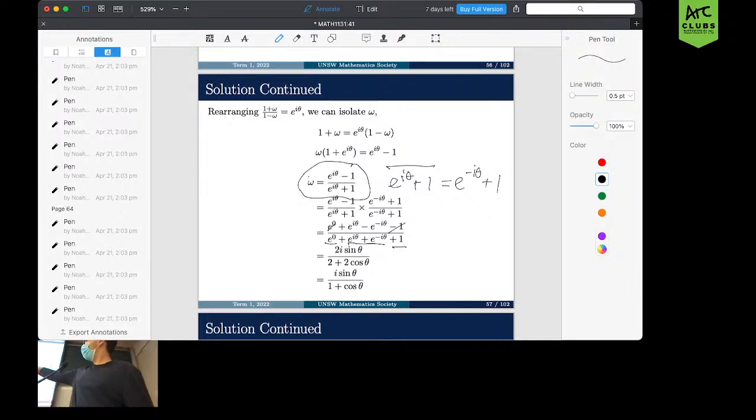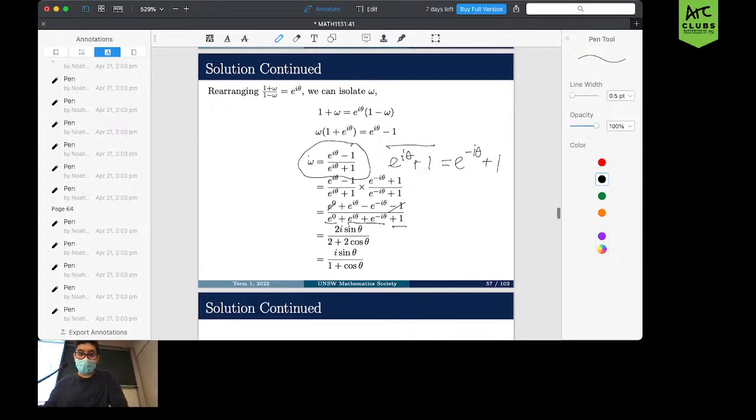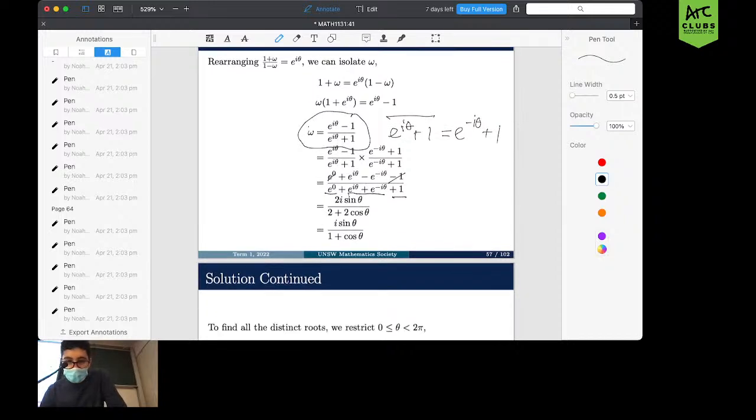So essentially we get 2i sine theta on the numerator and 2 plus 2 cos theta on the denominator. And divide by a common factor of 2. We get z equal to i sine theta divided by 1 plus cos theta. Our omega is i sine theta divided by 1 plus cos theta. So that's going to be our solution form. But from above, our theta we calculated was 2n pi on 7.